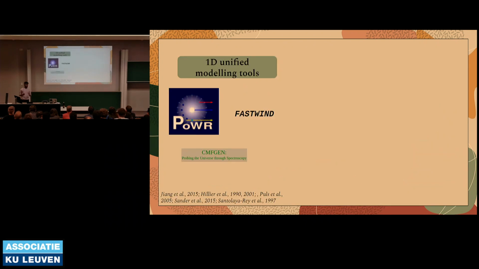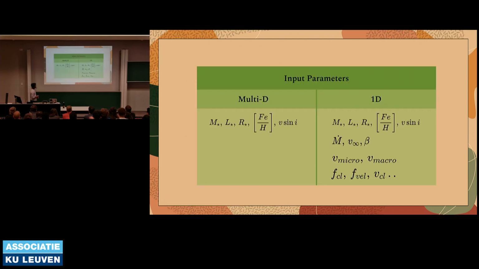And it has been done for the past 40, 50 years, but most of it has been done in 1D. Here are some of these really highly developed 1D massive star wind plus atmosphere codes. But 1D has an issue. In addition to the mass of your star, the luminosity, the radius, metallicity, and rotation, you also have these other parameters that you actually need to provide. But in the case of multi-D, we actually derive all these parameters from first principles, basically.